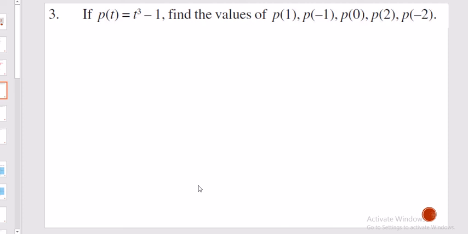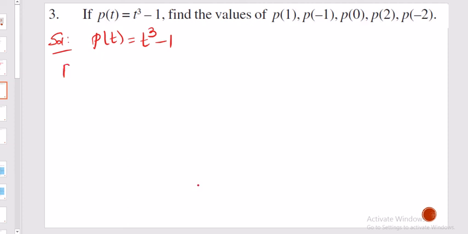Now this is a question based on what? Value of a polynomial. So the given polynomial is in terms of t, so here the variable is t. The variable may change, so the variable is not always the same. Do remember this.